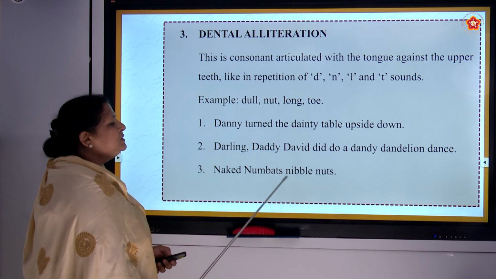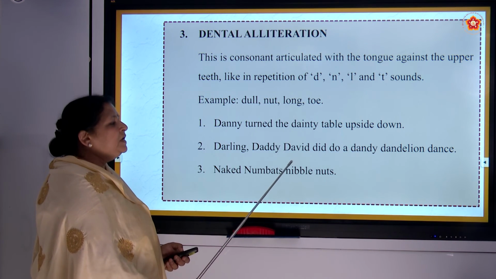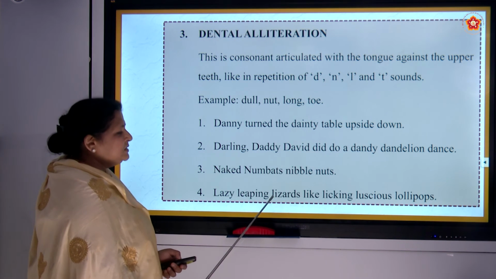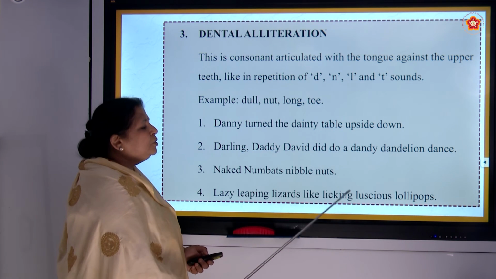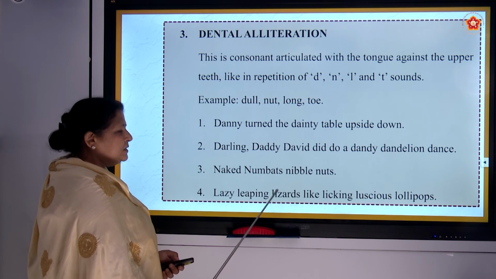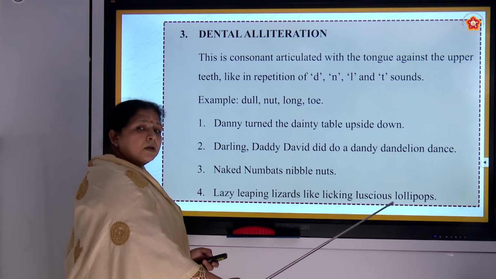Naked numbats nibble nuts. Lazy leaping lizards like licking luscious lollipops.